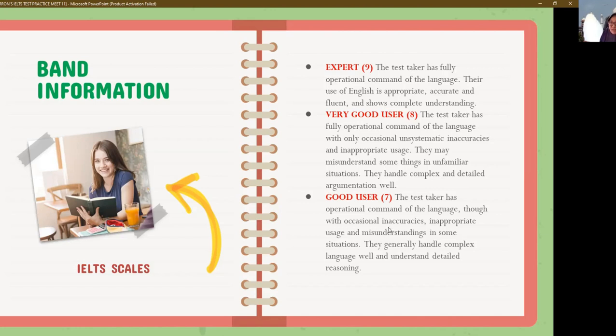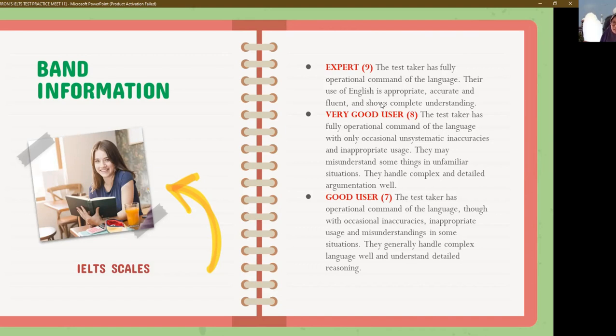And how about band 7, the good user? The test taker has operational command of the language, though with occasional inaccuracies, inappropriate usage, and misunderstanding in some situations. Only in some situations, yeah. They generally handle complex language well and understand detailed reasoning.